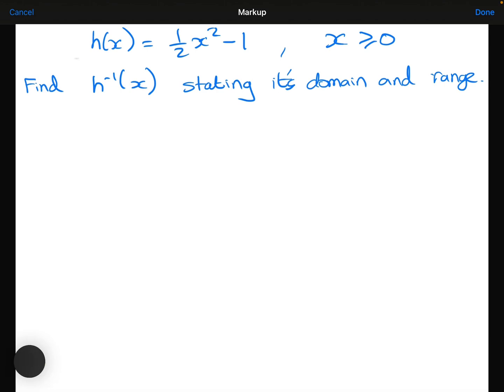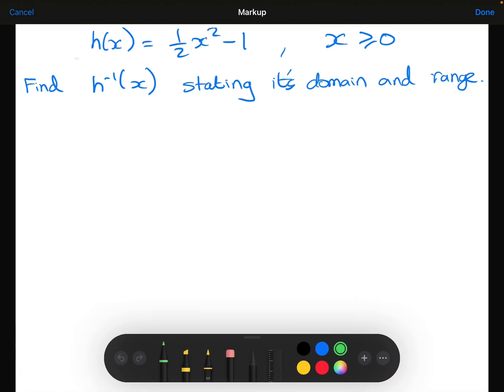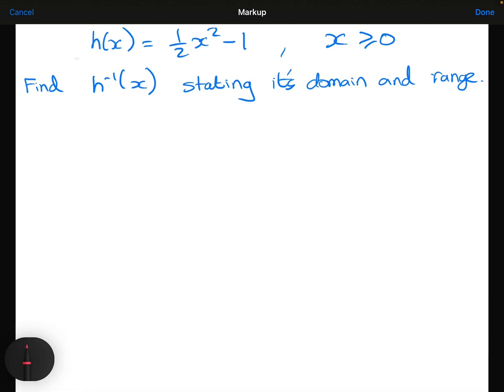Here we've got h of x is equal to a half x squared minus 1, where x is greater than or equal to 0. I need to find h inverse of x, stating its domain and its range. Well, straight away I can write down its range. I can just copy this from the domain. If x has to be greater than or equal to 0 in the original function, then y has to be greater than or equal to 0 in the range of the inverse function. Just copying it directly from there, because I know that the x and the y flip.